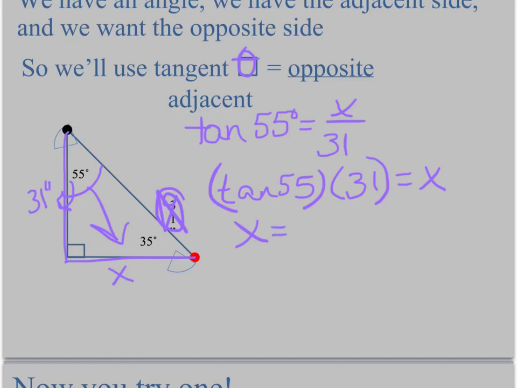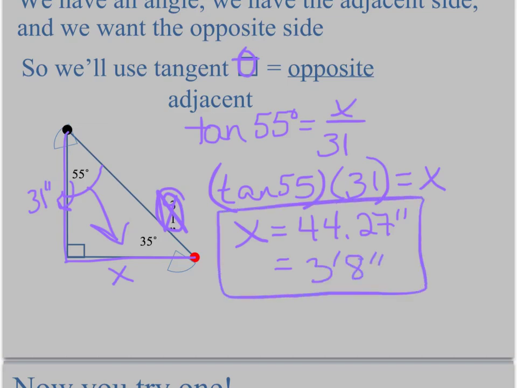Tangent of 55 times 31, x is going to be equal to 44.27 inches, or if you take out 12 inches for every foot, x is equal to 3 feet 8 inches. So this is your final answer for where the shooter was standing compared to the wall. That's this distance right here that you just calculated.